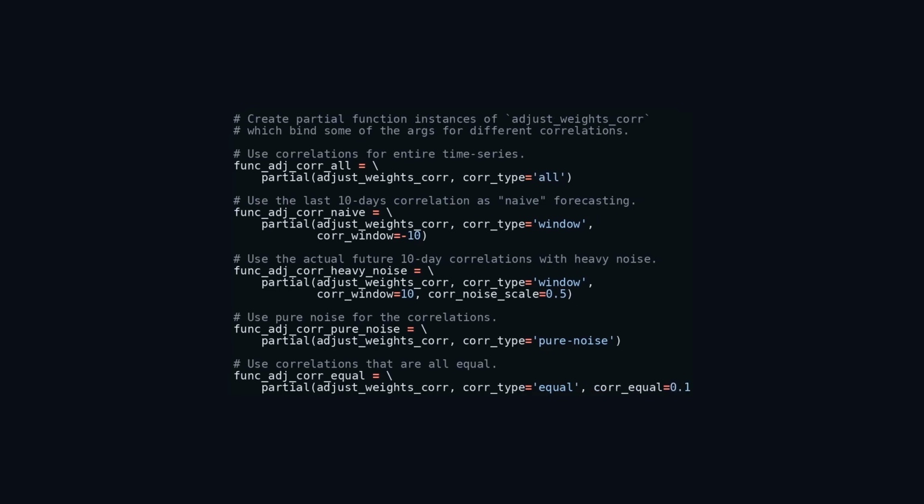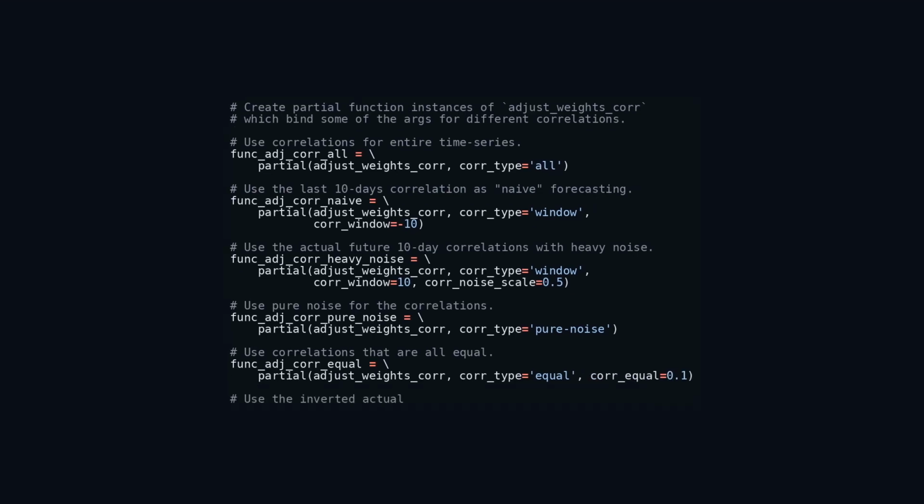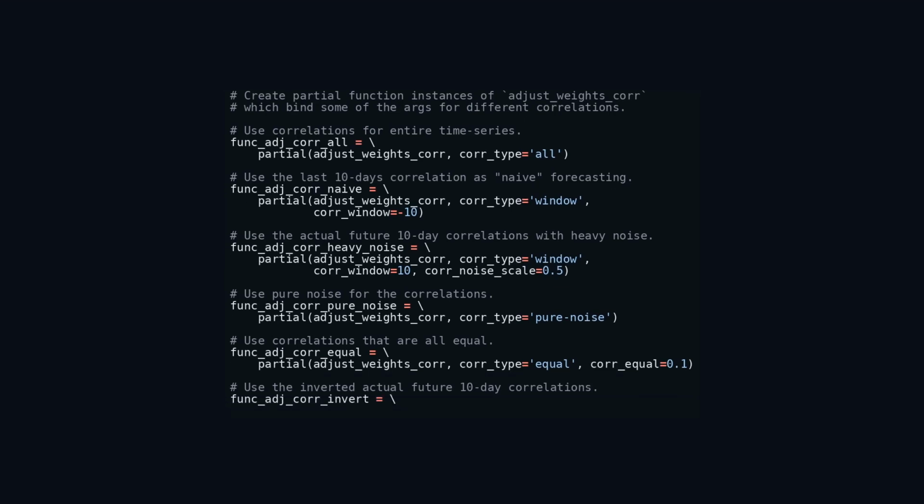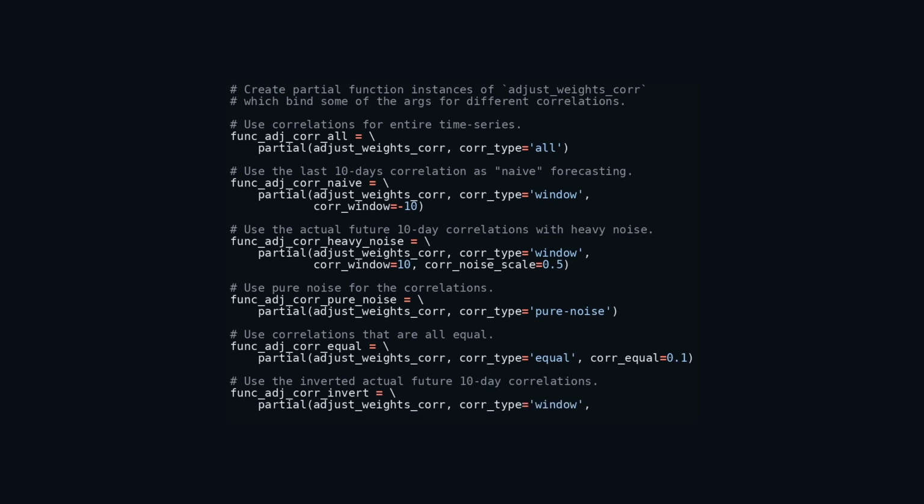Using these partial functions allows pre-configured versions of the adjust_weights function to be available with specific correlation types and parameters. This makes it easier to reuse them in different parts of the code without needing to specify the same arguments each time. It provides a convenient way to handle different scenarios, promoting code reusability and maintainability.